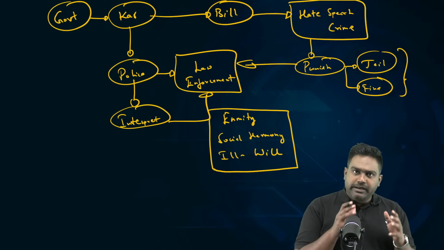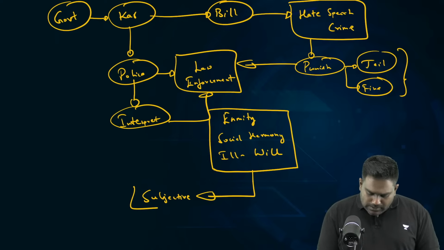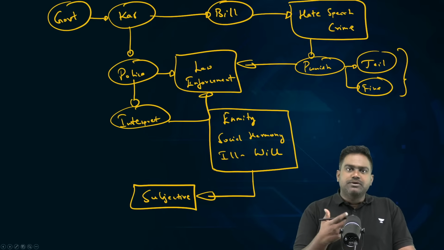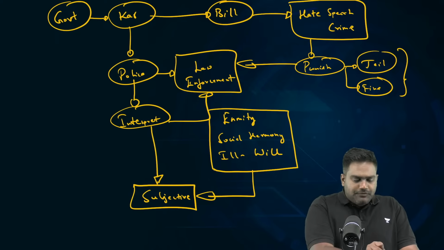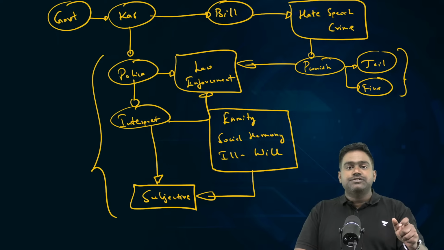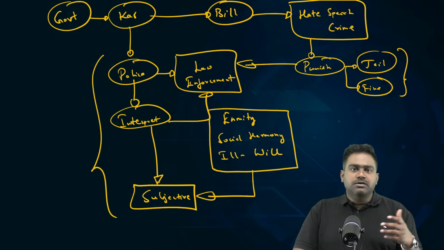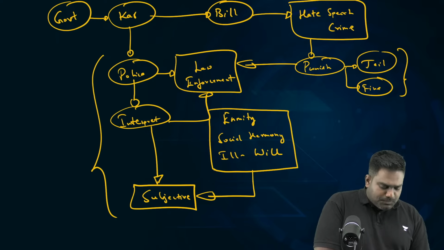The editorial correctly points out that these provisions are very subjective when it comes to their interpretation. The interpretation will rest with the law enforcement, with the police. So when you're giving such leeway to the police, to interpret the term enmity or ill will or social harmony, this subjectivity could be easily misused by the ones who are in power.